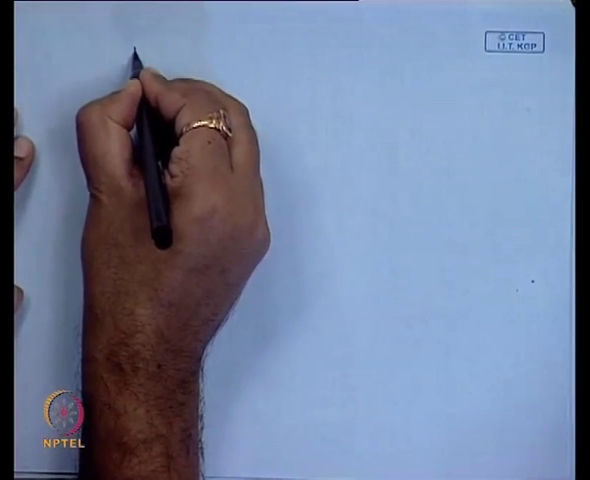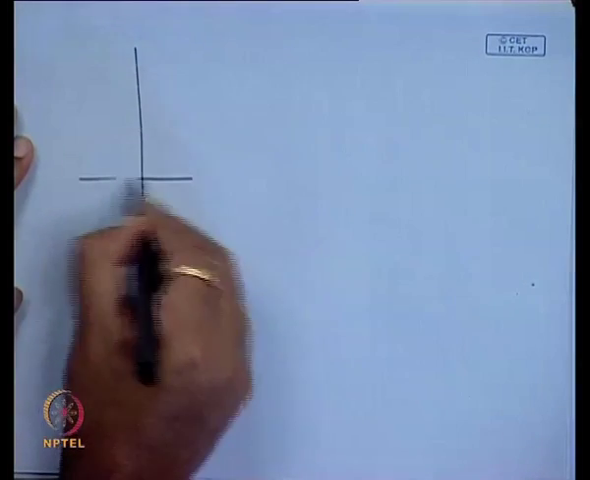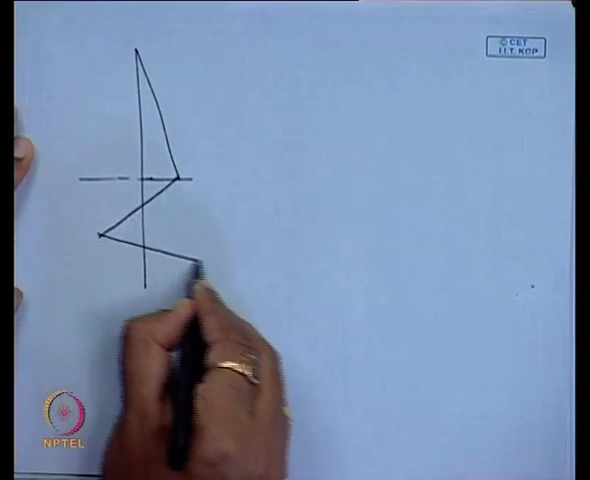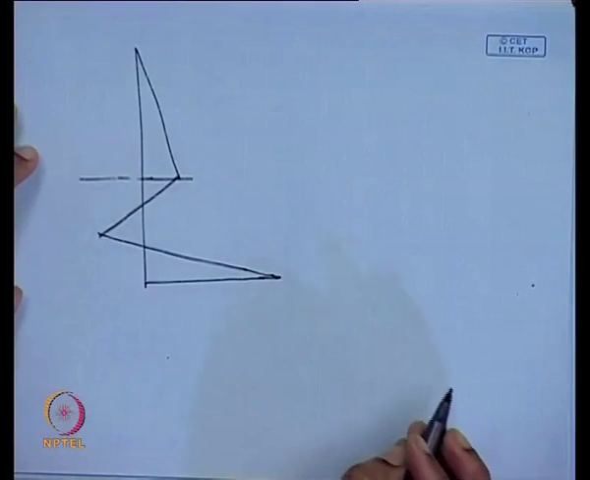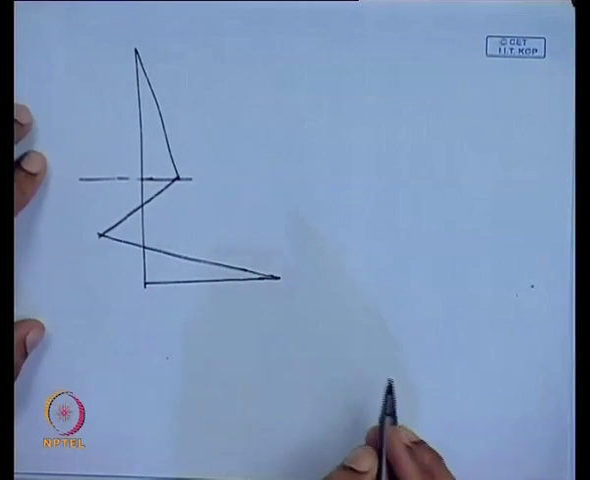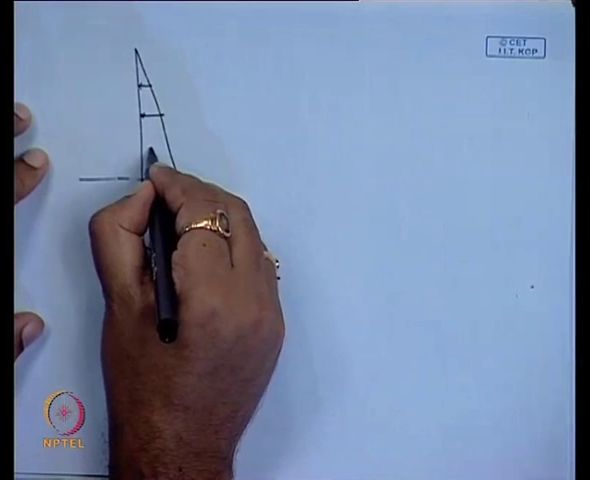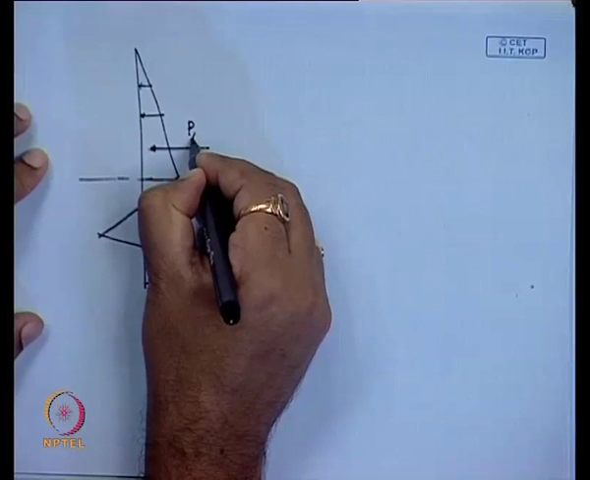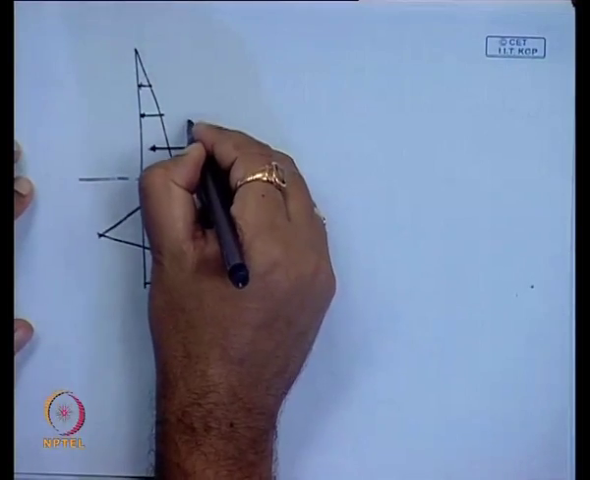Now, if we start, we draw the net pressure diagram again. This is the dredge line. So this is the net pressure diagram. We can see that this force is acting on this side. So this P A, this active force, will act on this side.